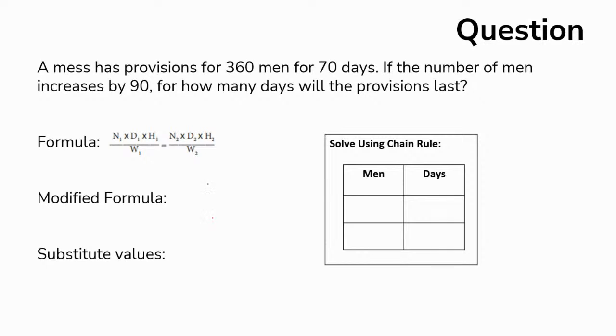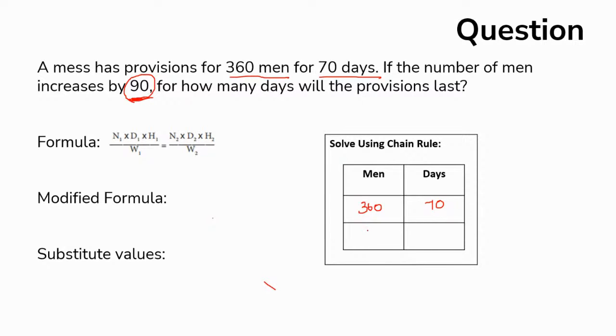Yes, guys, what they're saying here: a mess has provision for 360 men for 70 days. If the number of men increases by 90, for how many days will the provision last? Initially for 360 men, the number of days for the provision is 70 days. If 90 men were increased, be clear, guys, they were not saying totally 90 men. They were saying that 90 men were increased.